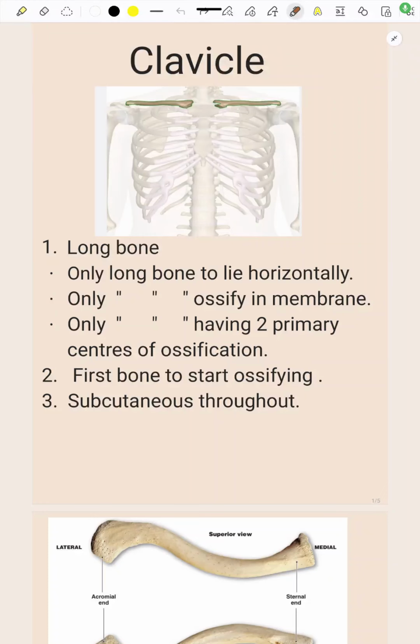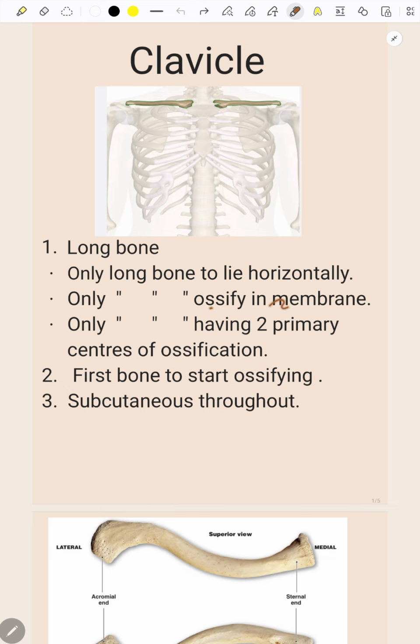So today we are going to start with the first bone of the body that we study in anatomy, that is the clavicle. About its peculiar features, first, it is a long bone. It is the only long bone to lie horizontally, as we can see here, it is lying horizontally in our body.